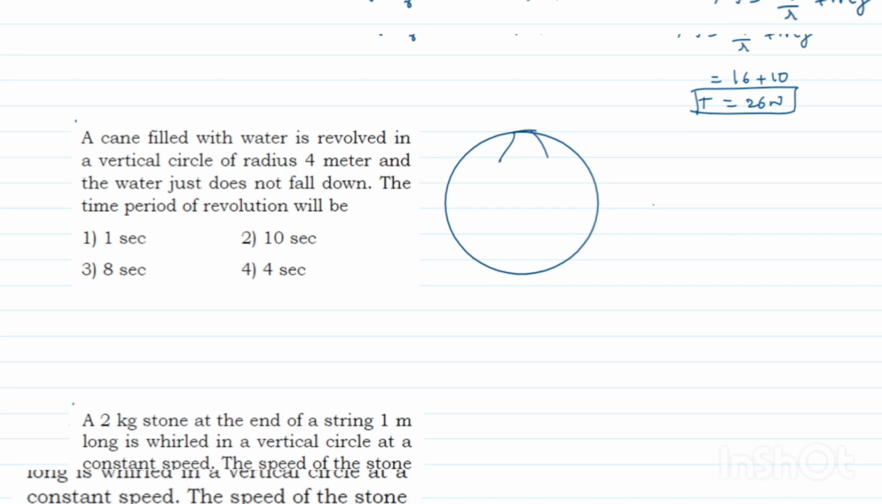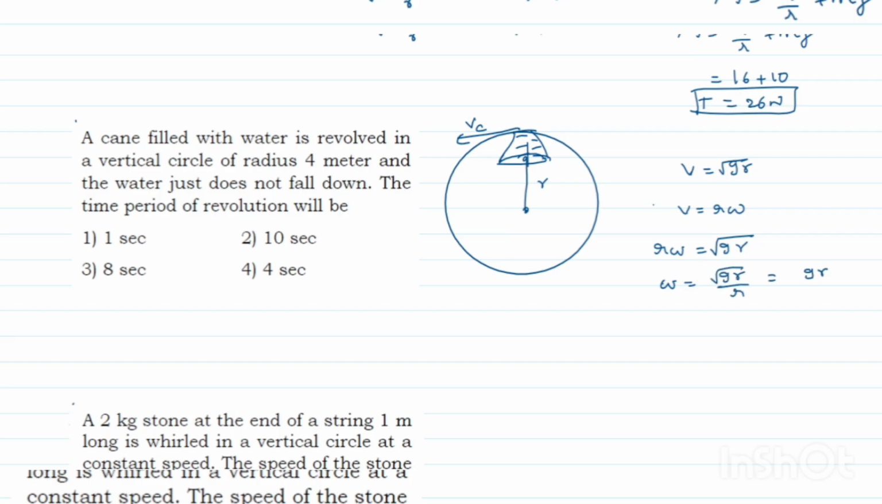Here also this is a critical velocity concept, without falling when you are rotating the body. So you can get V equals root gR at the highest point. This is the critical velocity. And we need to calculate the time period of the rotation. There is a relation between linear velocity and angular velocity: V equals r omega. Then r omega equals root gr, and omega equals root of g by r.